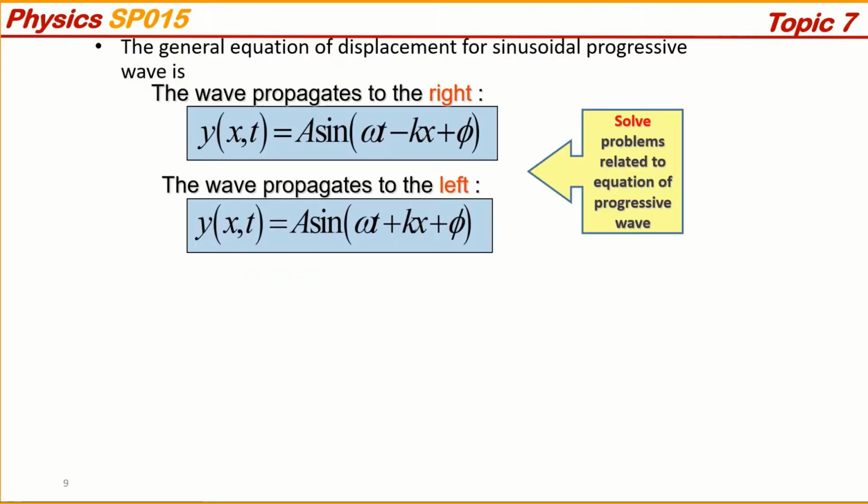The general equation of displacement for a sinusoidal progressive wave is y equals A sine omega t minus kx plus phi if the wave propagates to the right. y equals A sine omega t plus kx plus phi if the wave propagates to the left. Include in learning outcome.